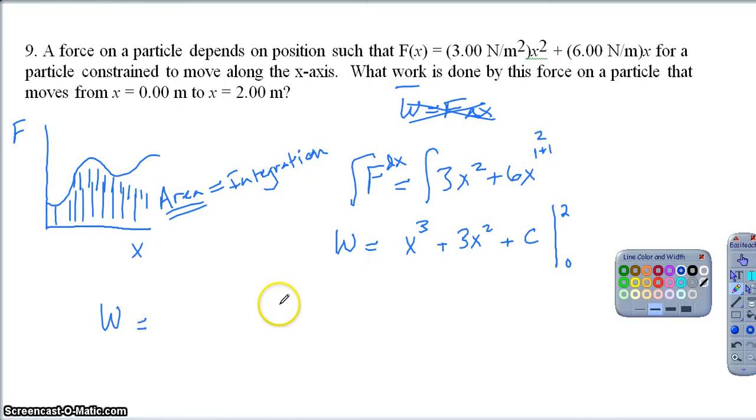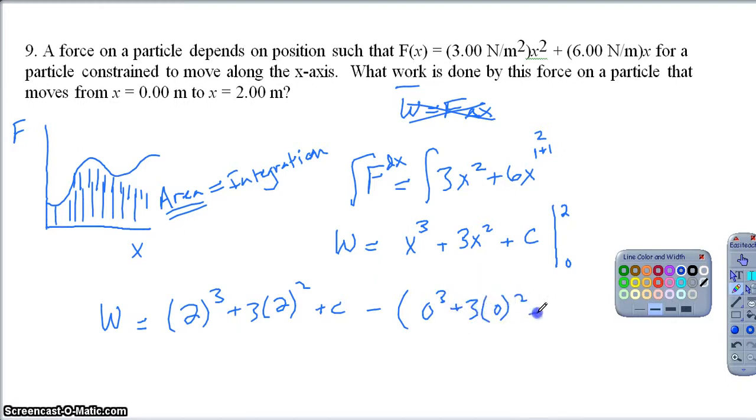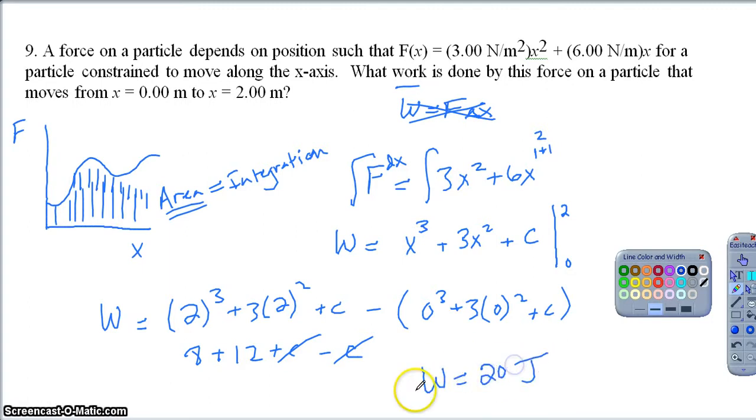So as I find the integration here, I'm just plugging in 2 for x, and I'm seeing what I get from that. And then I'm subtracting whatever I get when I plug in 0. Obviously 0 is going to be a pretty easy function to work with. What I do want you to notice here, though, is I included the plus c with both of them. So I end up with 8 plus 12 plus c minus 0 plus 0 plus c, so minus c. And the c doesn't matter. It cancels out. That constant term cancels out. So I end up then just with the work equals 8 plus 12, or 20 joules.